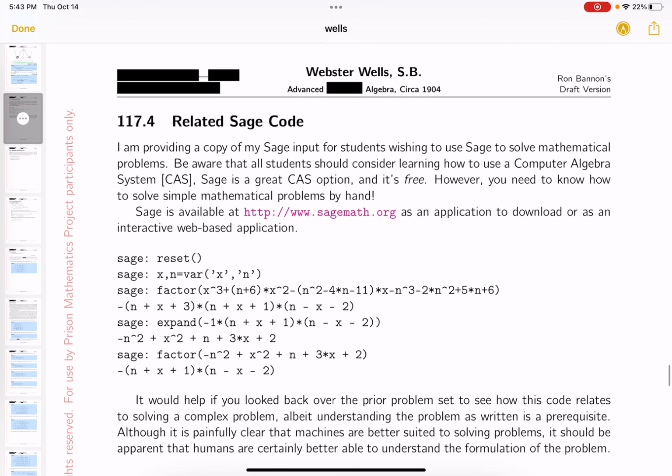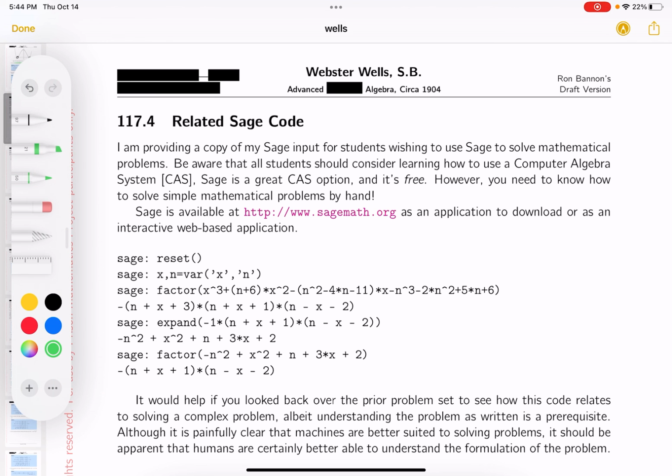Then you get to this thing about Sage here, and it's a recurring theme. I'm sure you realize that by now. What's Sage? It's a computer algebra system, or CAS for short. It's open source software, so it's free to download. We do recommend that if you have a computer, you download it to that. It's also an interactive web-based application where you can type the code in. But I can't say it enough times, our interest is in what Wells is presenting to you.